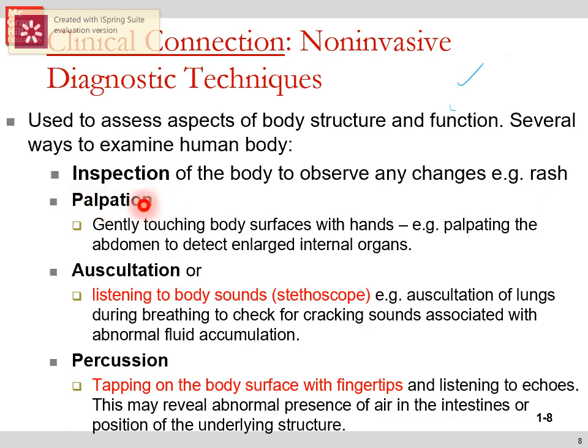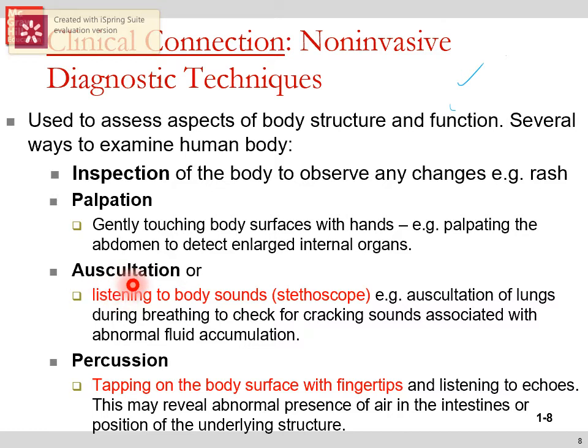And then palpation is to gently touch the body surfaces with the hand. Now, palpation is like gently touching the abdomen to check any pain in the abdominal region. Keep in mind, palpation is different from palpitation, so make sure you know the difference. Palpation is gently touching the body surfaces with the hand, okay?